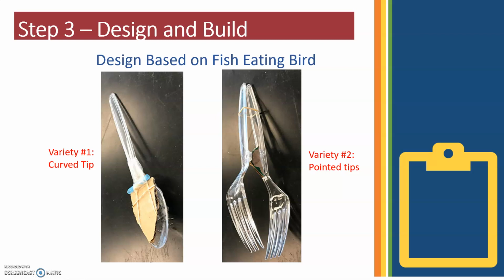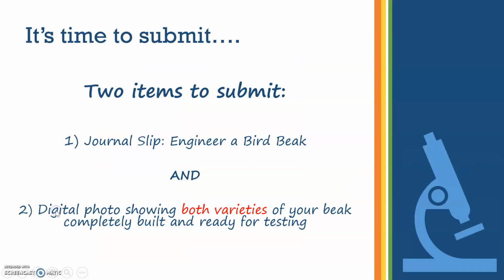Once you build your 2 varieties, take a picture using your Chromebook or your phone camera. Insert these photos into your journal slip and describe each bird beak variety. If you can't insert them, you'll need to upload these photos separately from your journal slip. It's really important that we can see your designs and analyze them to give you feedback. That means today you need to submit 2 items. First, submit your journal slip.